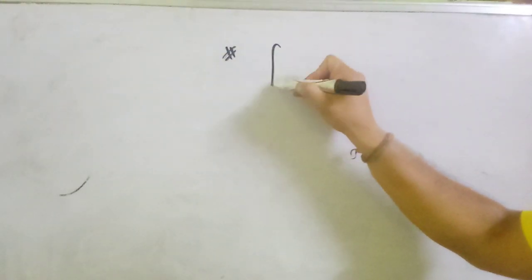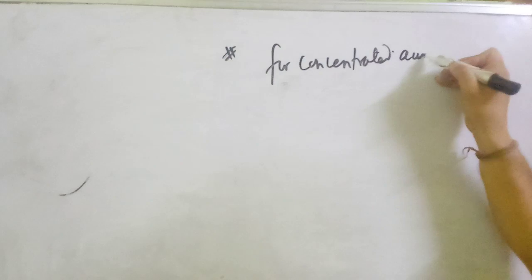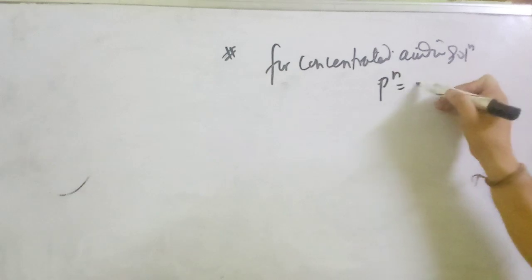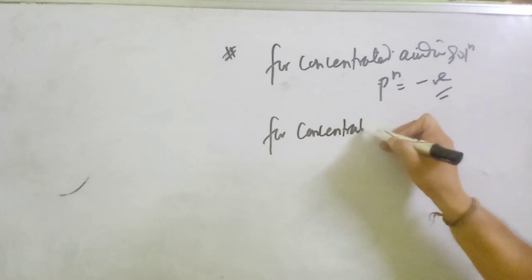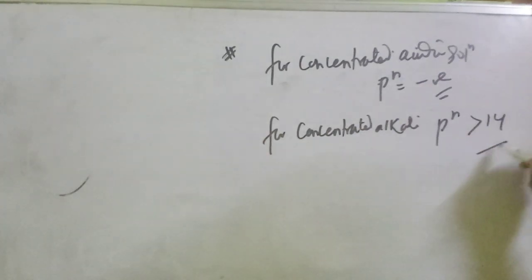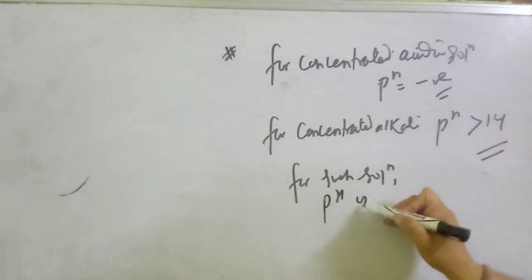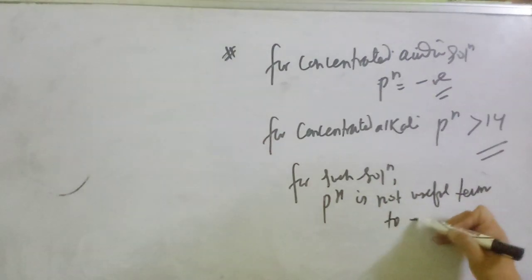But one more thing you must know is that if you have a concentrated acidic solution, then you get pH in negative form. If you have a concentrated alkali, then you get pH greater than 14. So for such solutions, pH is not a useful term to express hydrogen ion concentration.